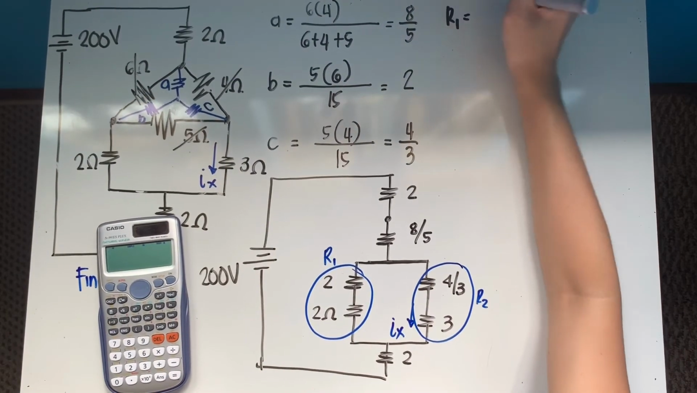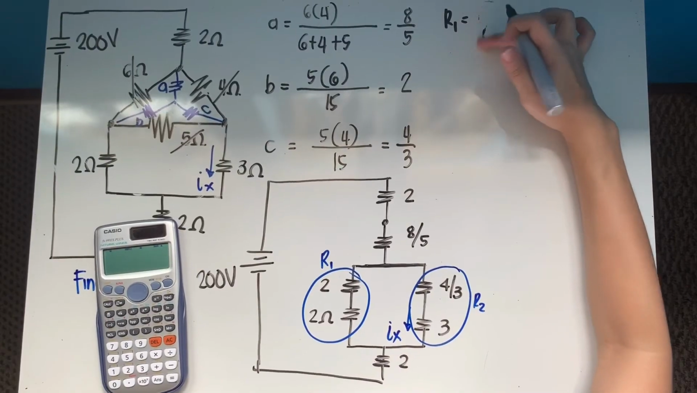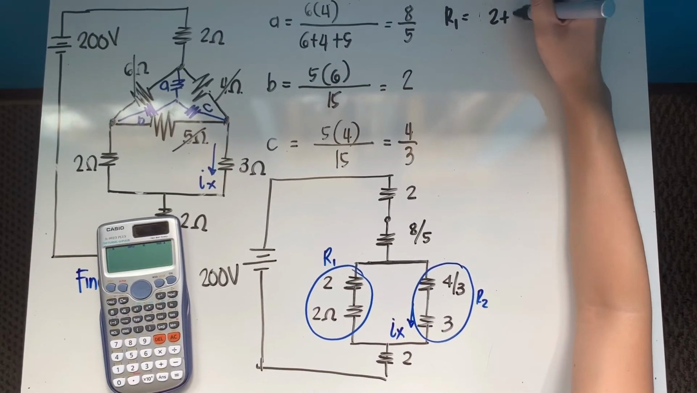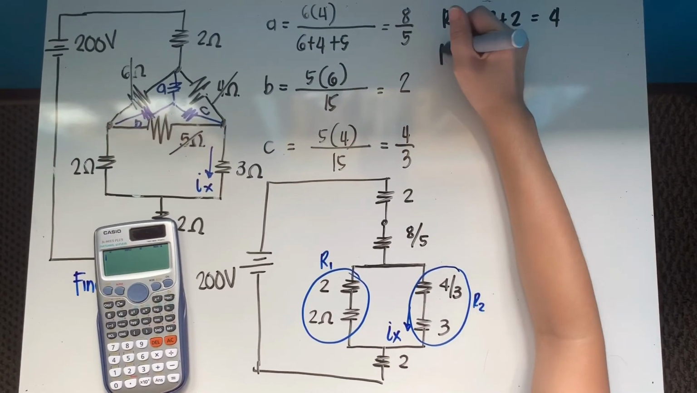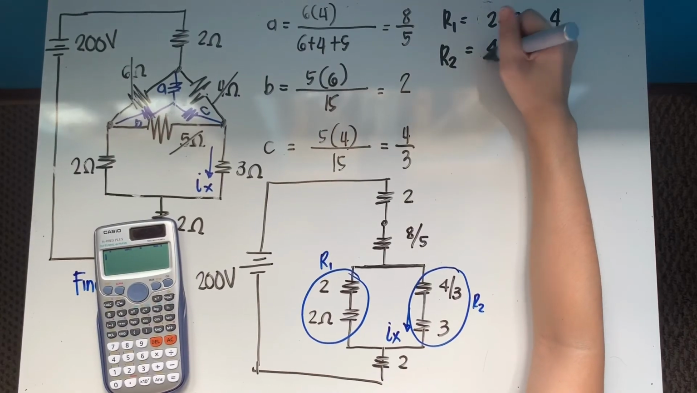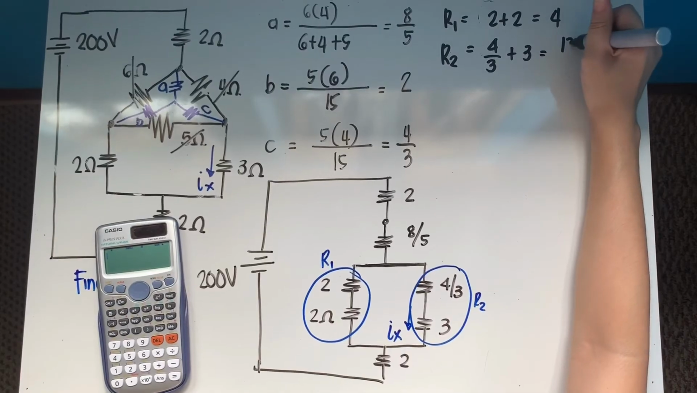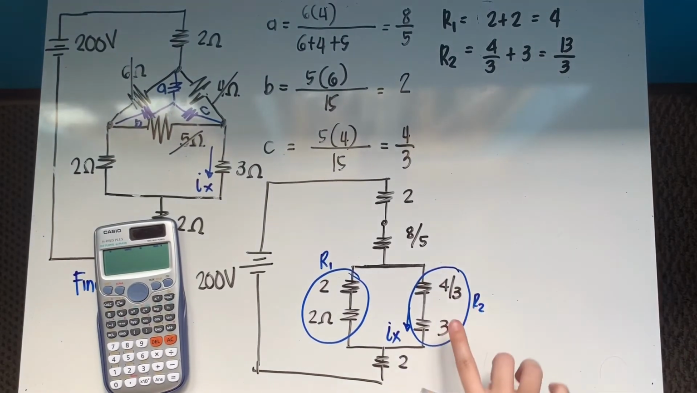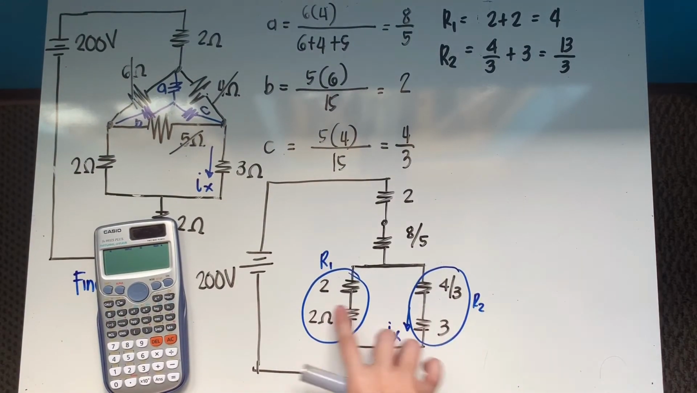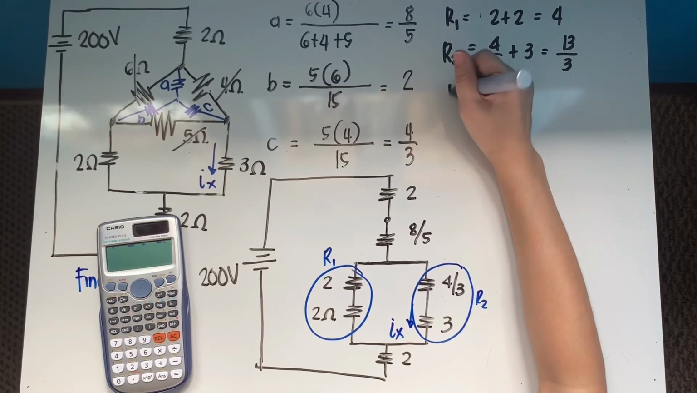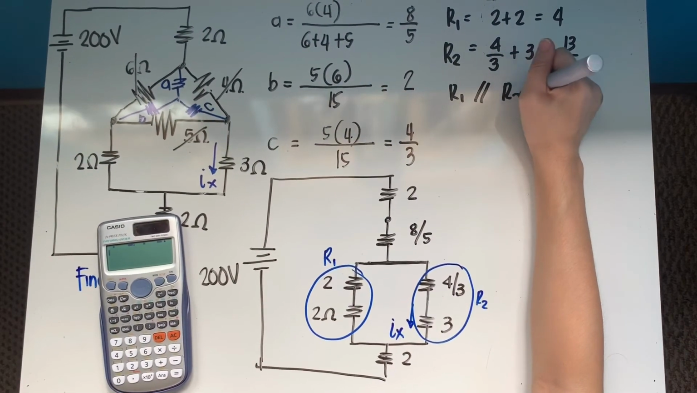R1 is 4 plus 4. R1 is 2 plus 2 ohms. That's 4. R2 is 4/3 plus 3. It's 9 plus 4. How much is that? 13 over 3 ohms. Okay? So, si R1 at si R2 ay parallel. 'Di ba? R1 parallel to R2.